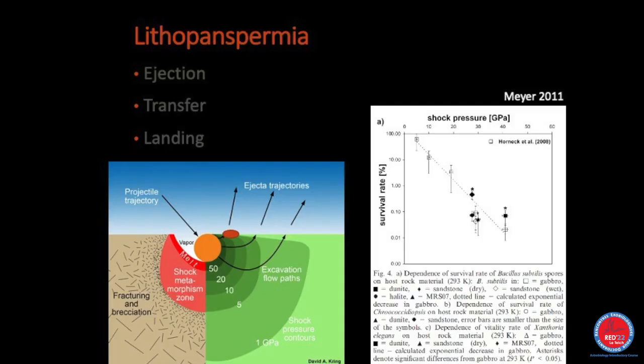So first, the ejection. We know that it's possible because we have pieces of meteorites from other planetary bodies. For example, we have meteorites from Mars. We know that it's possible to move material from Mars to Earth. It would be slightly more complicated to do it the other way around, but it's not impossible. There is a very cool paper that found pieces of Earth on the Moon within the rocks that were brought to Earth by the Apollo missions. So we know that this transfer is possible.